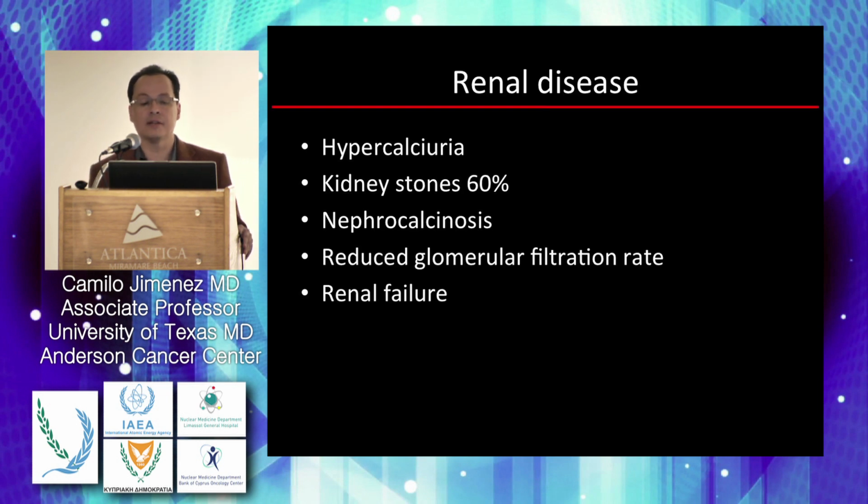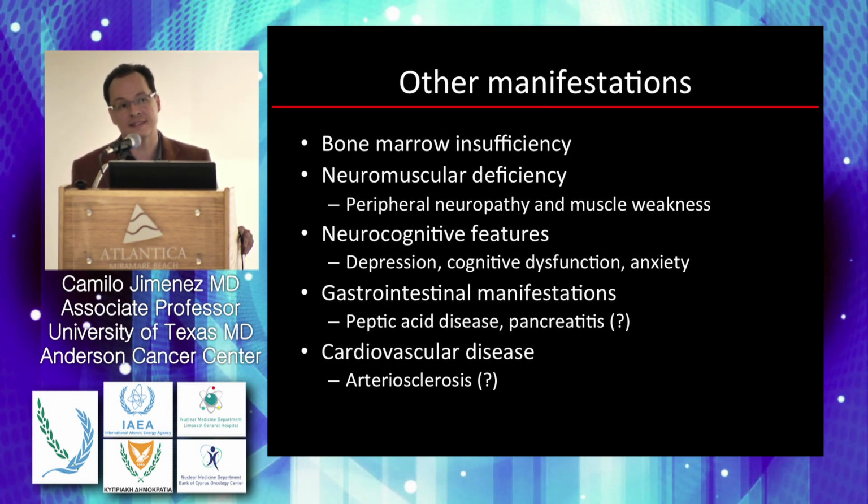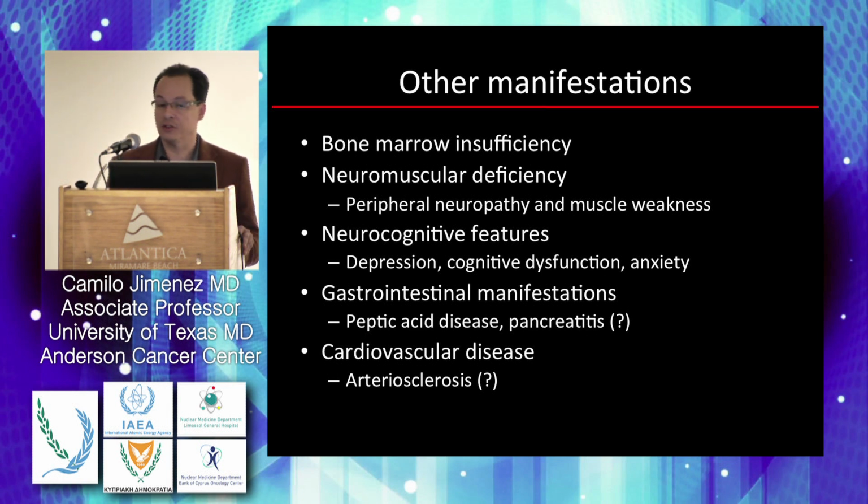And in the kidneys, parathyroid hormone may predispose to hypercalciuria, kidney stones in about 60% of patients in those times, nephrocalcinosis, a reduced glomerular filtration rate, and finally, renal failure. In addition, patients with severe primary hyperparathyroidism may also present with other clinical manifestations. Because of the fibrosis that they develop in the bone marrow, they may have bone marrow insufficiency, and these patients may have had anemia, leukopenia, or thrombocytopenia.